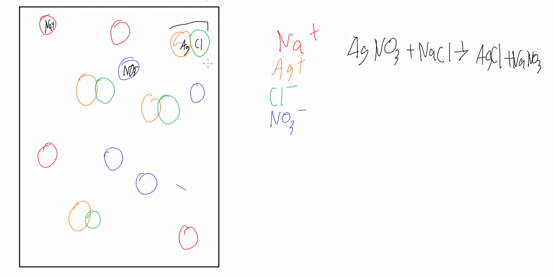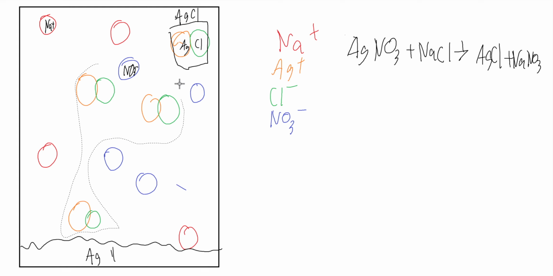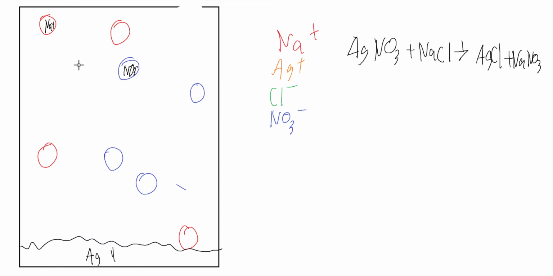And since this is the unit of AgCl, I can make it such that these two are bonded together and they sink to the bottom as a precipitate. Sort of like this. And at that point, I can just get rid of the AgCl in the diagram, because I have drawn it as a precipitate, and there is no need for AgCl floating in solution.